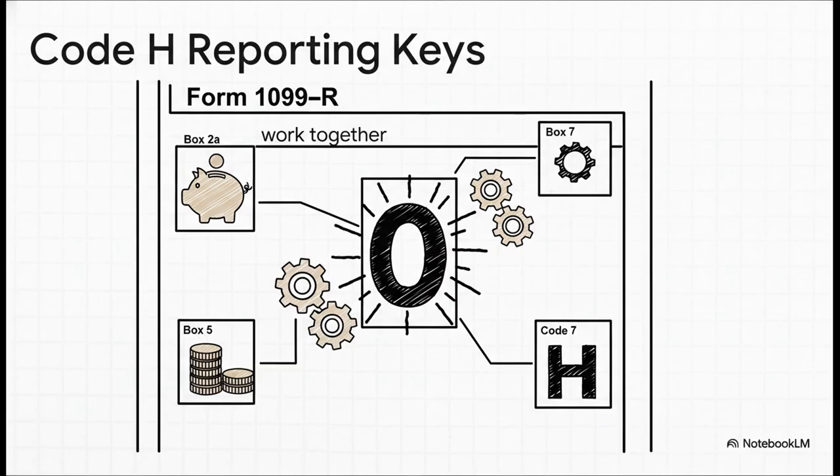Box 5 is where you put the basis, that critical number from the separate contract. Box 7, of course, gets our star of the show, Code H. And maybe most importantly, Box 2A, the taxable amount, has to be 0.